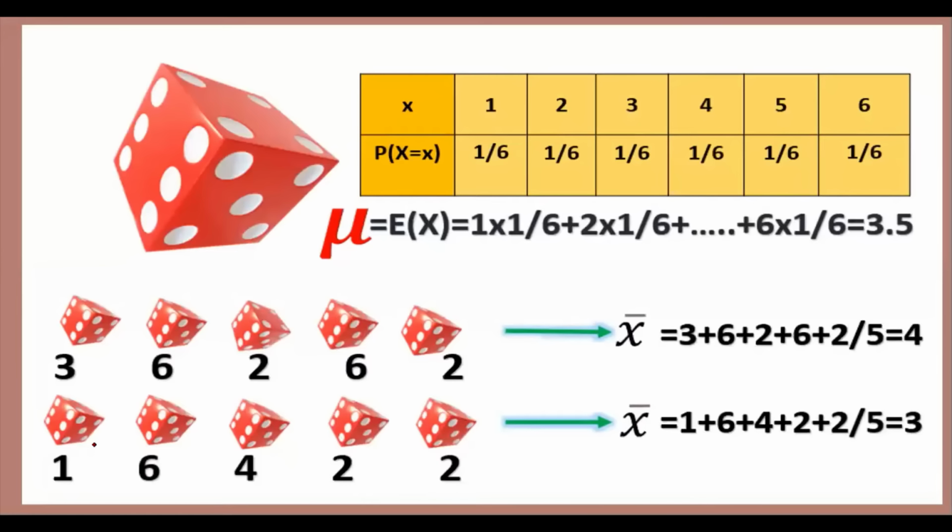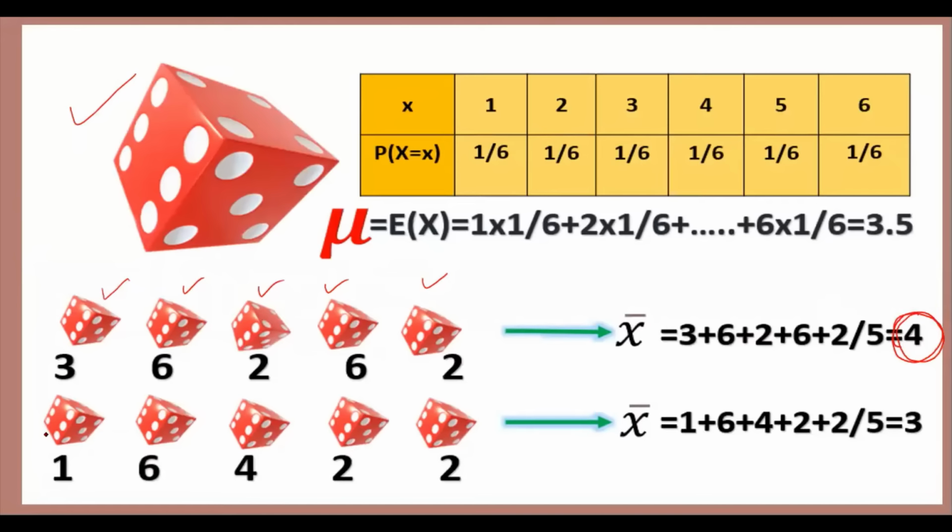I've considered a very simple example, rolling a die. This is the most fundamental example. And then I rolled it 5 times. You can also do it. And whatever I got, I have just written here. I got 3, 6, 2, 6, 2. I found the sample mean. I got one sample mean, 4.